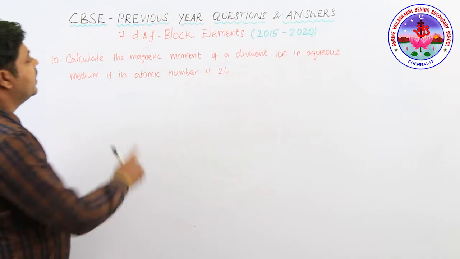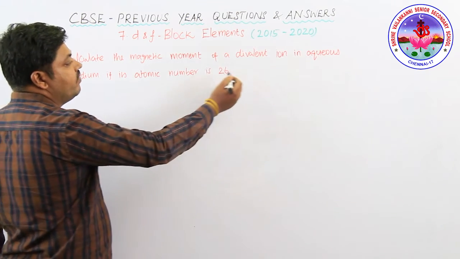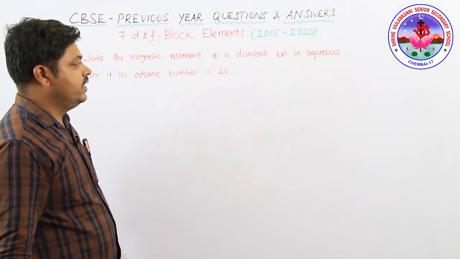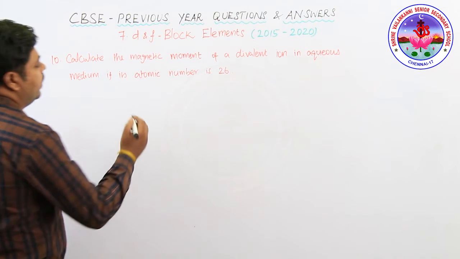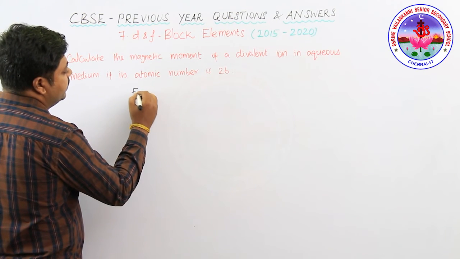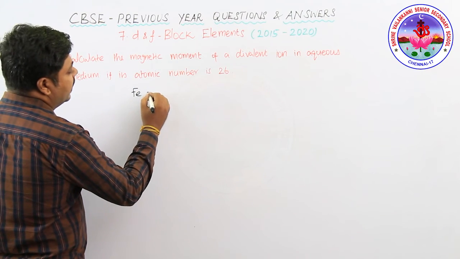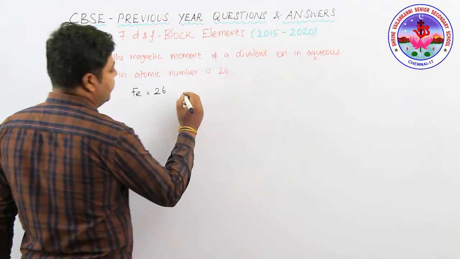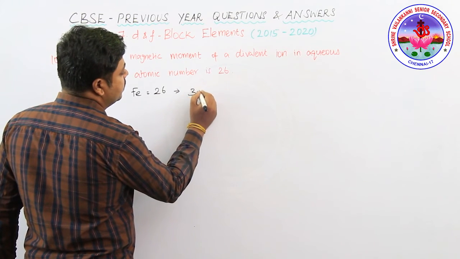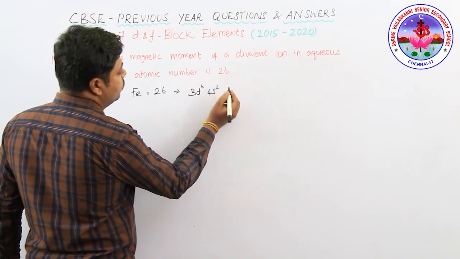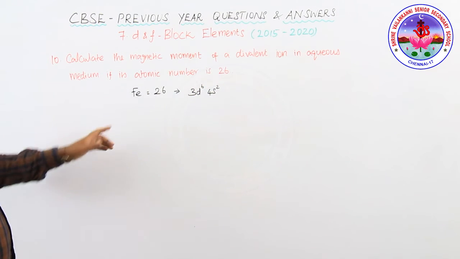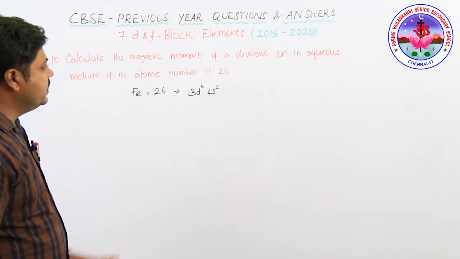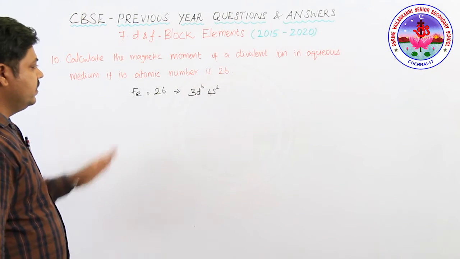The next question is: calculate the magnetic moment of a divalent ion in aqueous medium if the atomic number is 26. The atomic number 26 means the element must be iron. Iron has the outer electronic configuration 3d6 4s2. Iron usually exhibits two states, one is Fe2+ and the other is Fe3+.